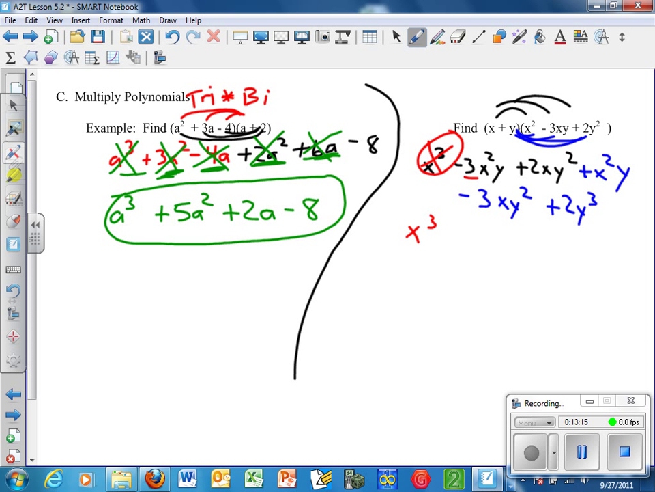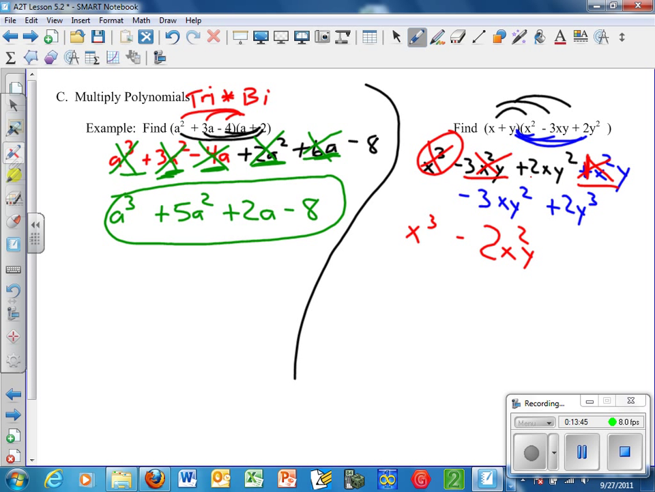Okay, this term right here is x squared y. That's going to get combined with this term right here, which is 1x squared y. So negative 3x squared y plus 1x squared y is negative 2x squared y. Let's rewrite that. So negative 2x squared y. Okay, so I've taken up those 2 terms.